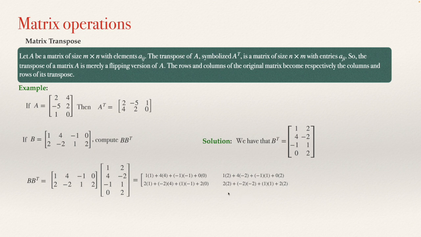Do you notice that the multiplication in the first row, second column, is the same as the multiplication in the second row, first column? Because they are the same numbers. So when you multiply the second row of the first matrix by the first column of the second, it is the same as multiplying the first row of the first matrix times the second column of the second matrix, obviously, because this is a flipping of this.